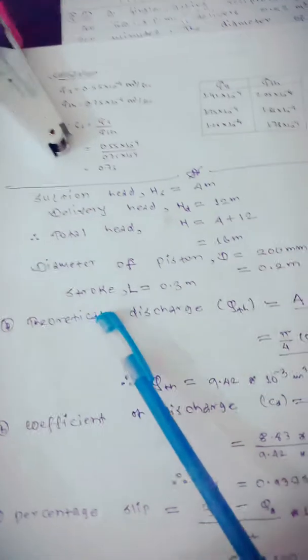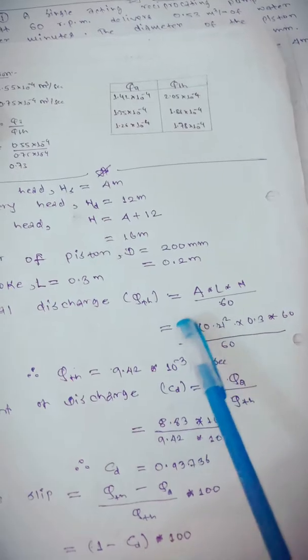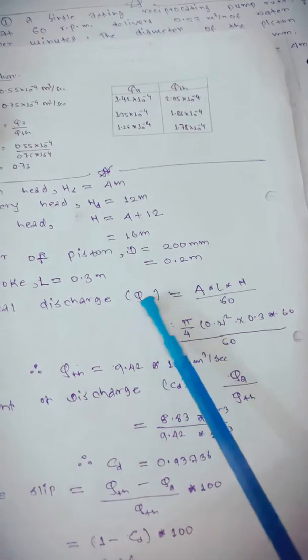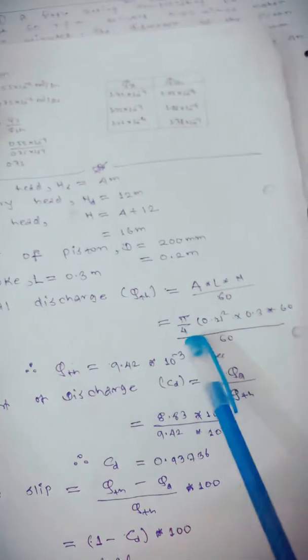Okay, so the theoretical discharge formula is A into L into N. A is the area, L is the stroke length, and N is the speed. Since the area is pi d square by 4.